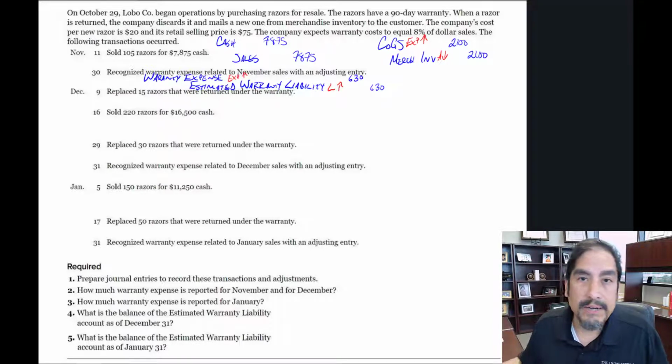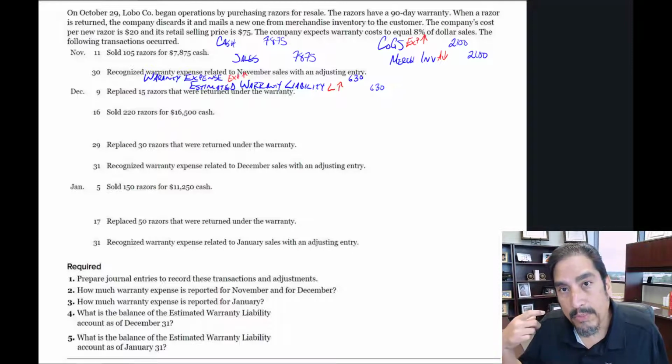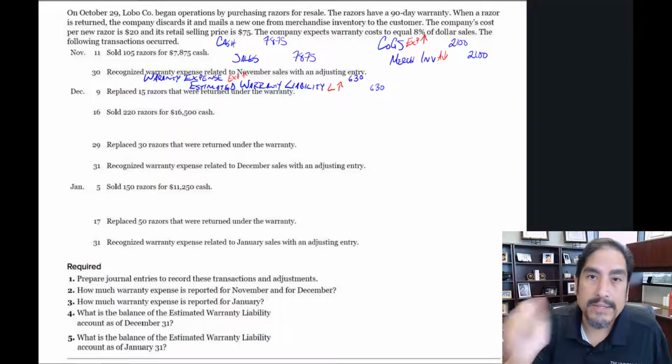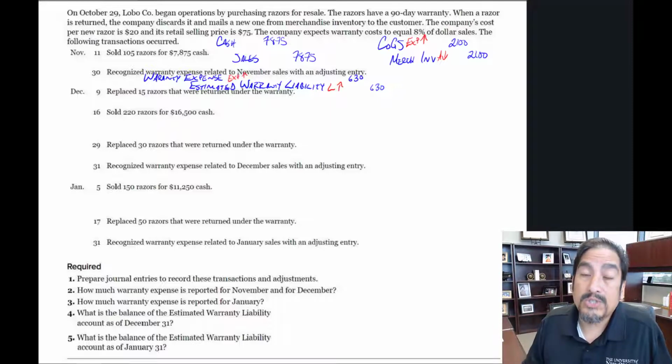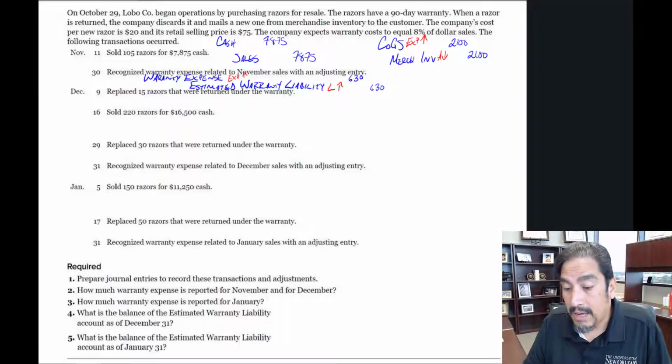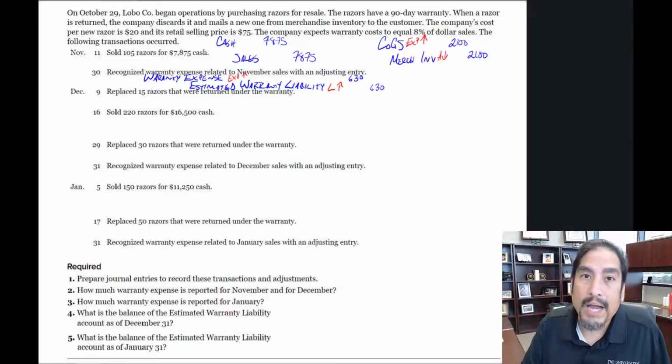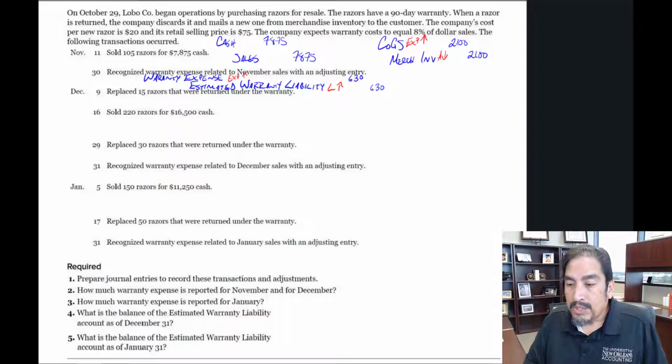So we had 15 different customers bring back 15 different razors. We took them, said, we're very sorry. We threw them in the garbage. We went and got them a brand new razor, gave them the brand new razor, said, we hope this makes everything right. We're sorry it happens from time to time, but we stand by our razors. So now we're going to record that.